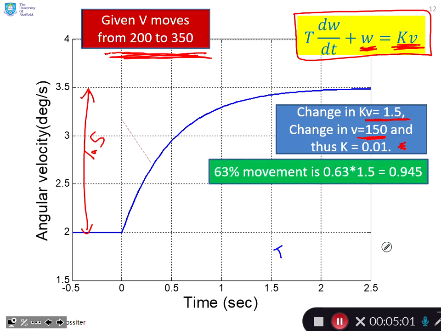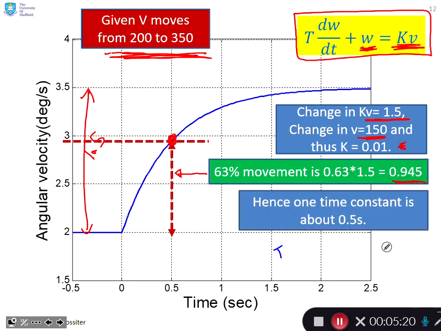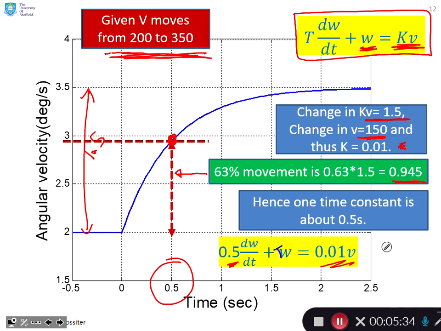Next, we know that for first order systems we get a 63% movement in one time constant. So I'm working out what is a 63% movement, and you can see we've marked that there. So 63% movement is 0.945, so that gets you to this point here. We know that happens in one time constant, so the time constant must be 0.5. So what we've got is, here's our model. 0.5 d omega/dt plus omega equals 0.01 V.